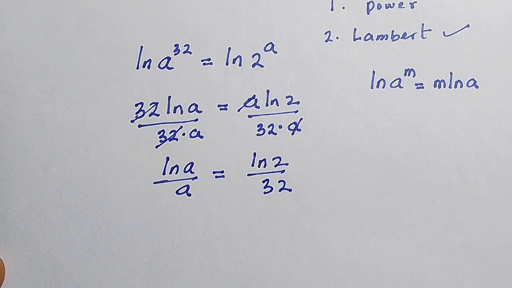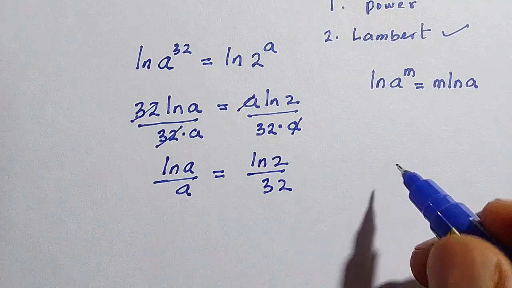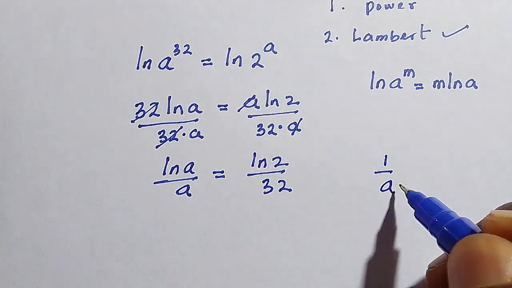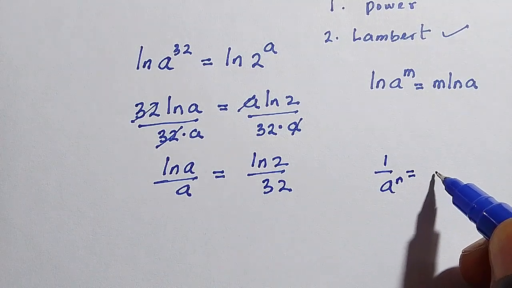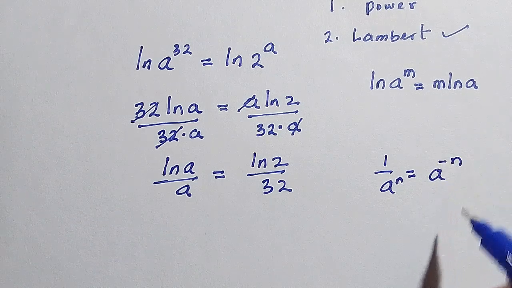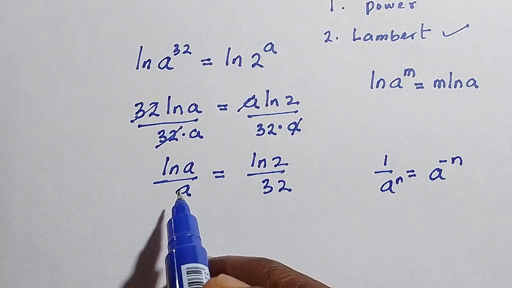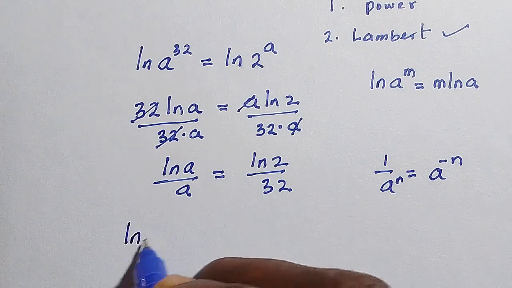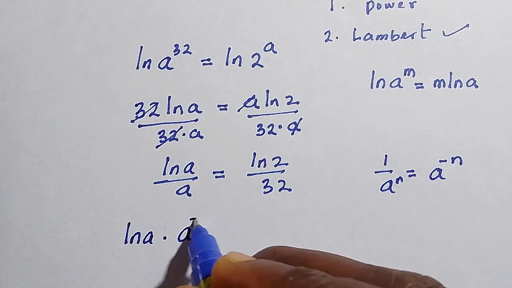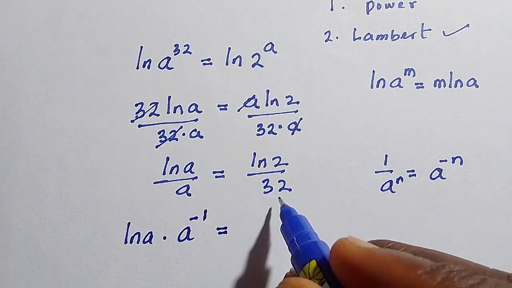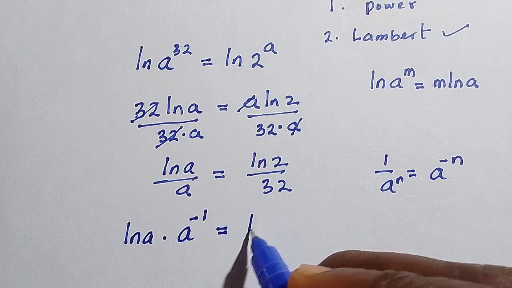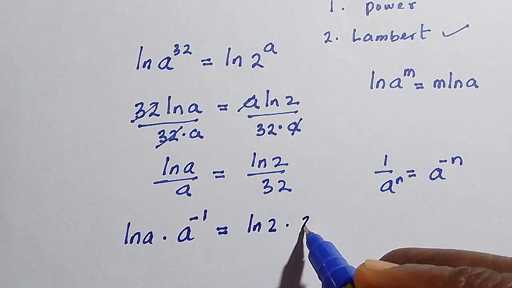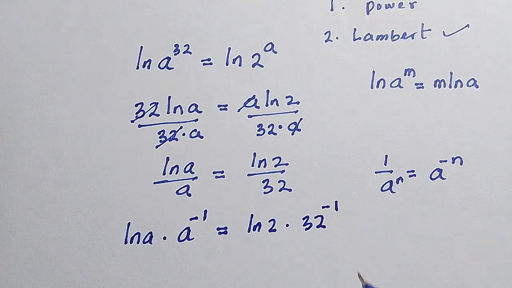So getting to this stage, let's try to rewrite this thing. Let's say we have 1 divided by a raised to the power n. This is the same thing as a raised to the power of minus n. As for this one, we have ln a divided by a. We can write this thing as ln a multiplied by a raised to the power minus 1. And for this one, we can write this as ln 2 multiplied by 32 raised to the power of minus 1.